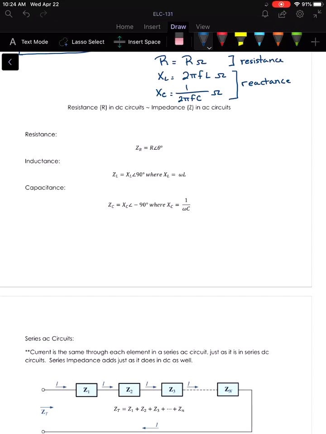So that's going to be important when we start looking at something we call impedance. In DC circuits we talked about resistance. In AC circuits we're going to talk about impedance, because we want to take into account what kind of element we have and how it's going to affect our waveform at the end. For the impedance, here I've given you the impedance of all of our main components.